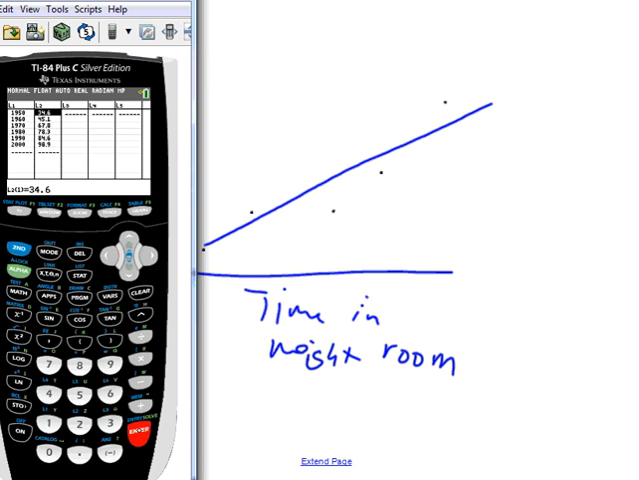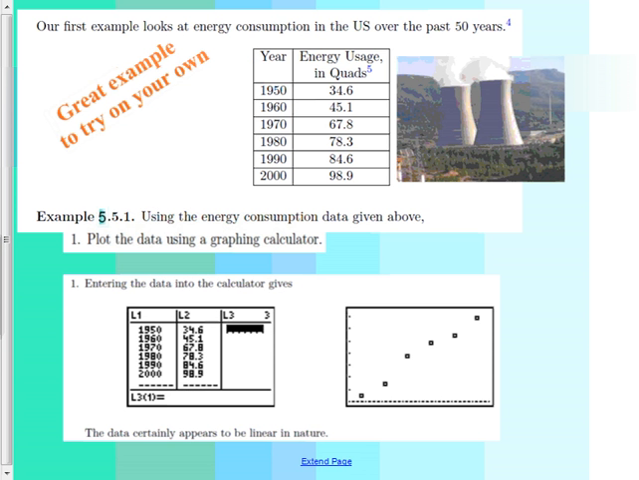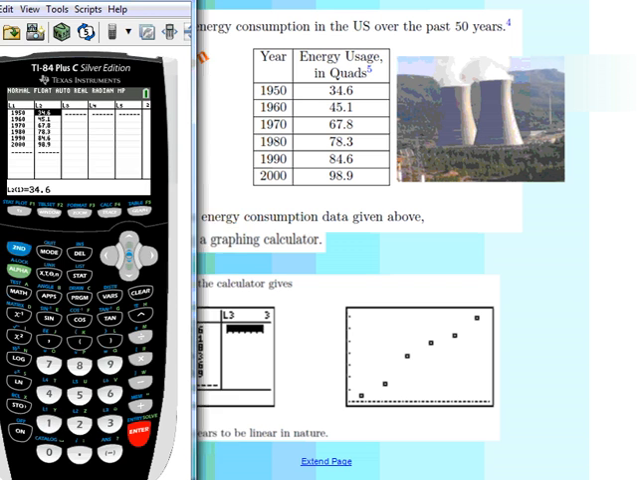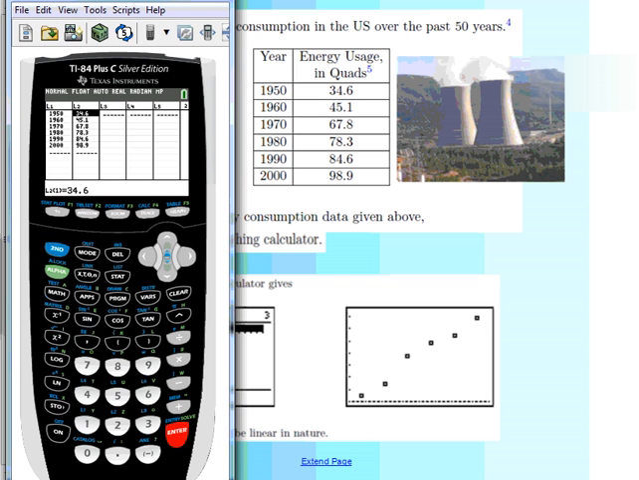Everybody hit enter on edit. I'd like you to copy down this data. I know it's small on my screen, so I'm going to show you where it is. It comes off this slide. If you go down a couple of pages, copy that data into L1 and L2. There's both of them side by side: 1950, 1960, 1970, etc. I'm going to pause for a second while you load that data in.